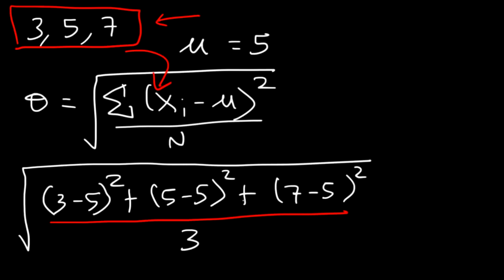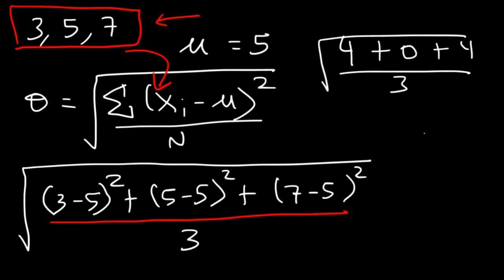3 minus 5 is negative 2. Negative 2 squared is 4. 5 minus 5 is 0. 7 minus 5 is 2. 2 squared is 4. 4 plus 4 is 8. So we have the square root of 8 divided by 3.